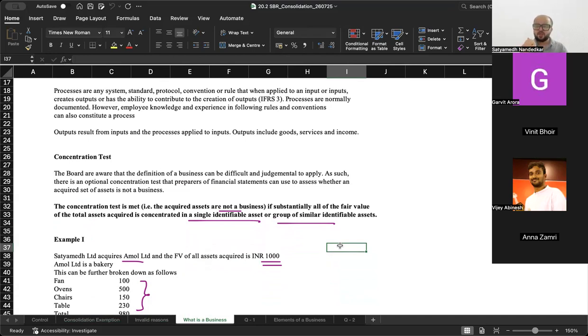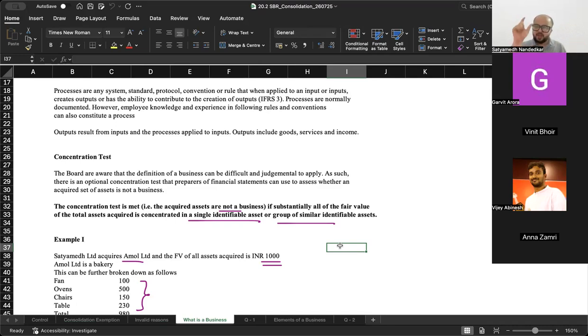Now think of a situation where I want to acquire Garvit's business. But when I want to acquire Garvit's business, I make a proposal and he gives me four assets. Okay. He gives me tables, chairs, then machinery and building.